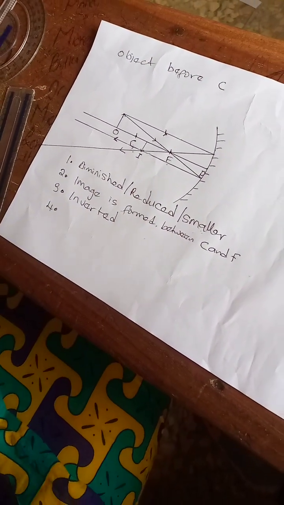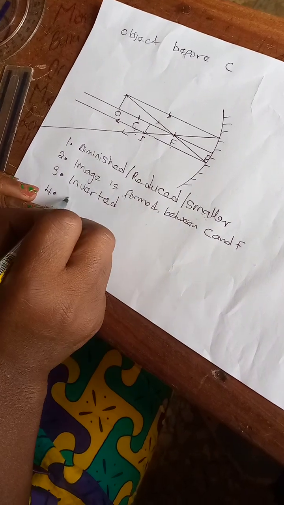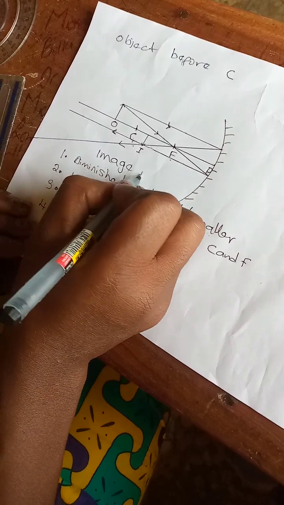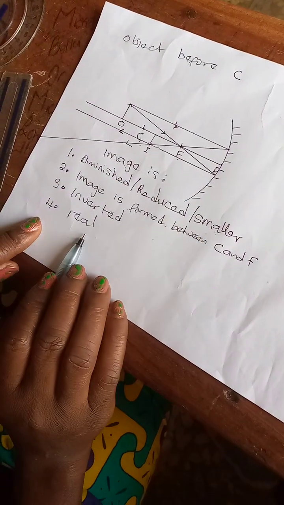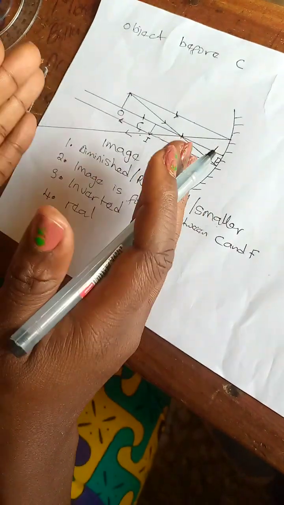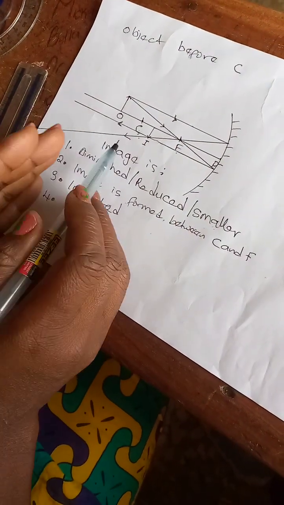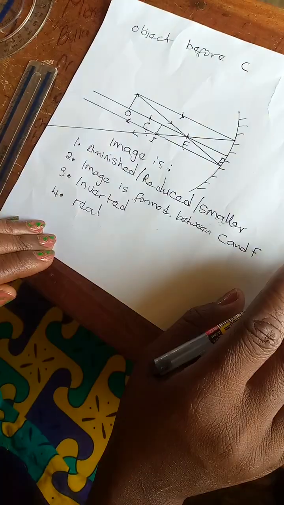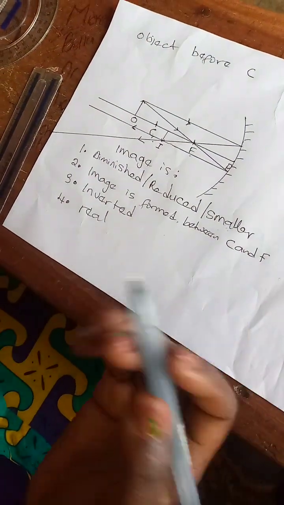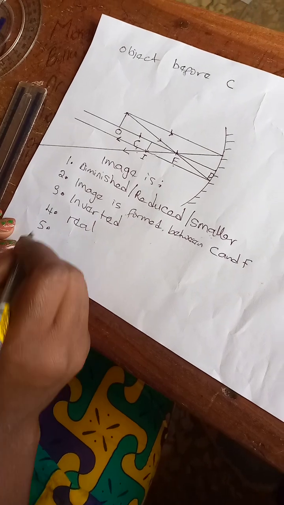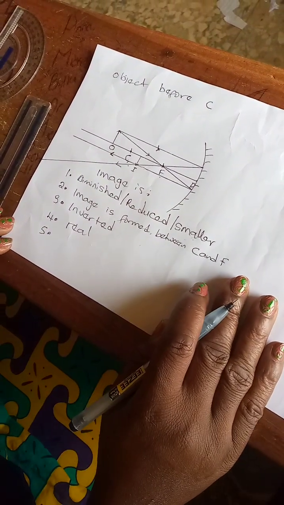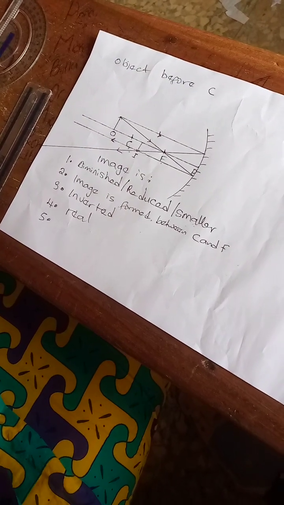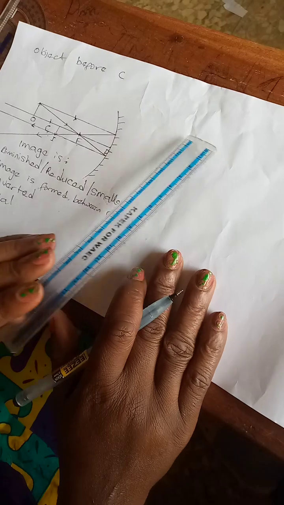Rule number 4, what does it mean? It means that the image is real. It is real because it is formed on the same side as the object. So if the image were to be formed at the back of the mirror, then it is not real. Now, number 5. What is the fifth characteristic? I think that's all. What else can we see? That's all.